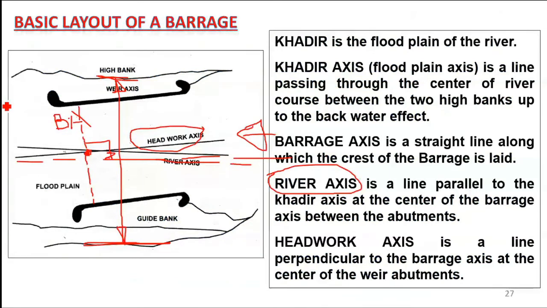Now you see, this one is the headwork axis. What is the headwork axis? The line perpendicular to this barrage axis. And if this angle is greater than 10 degrees, then IRI says that there are problems. What problems? We want to discuss that just now.